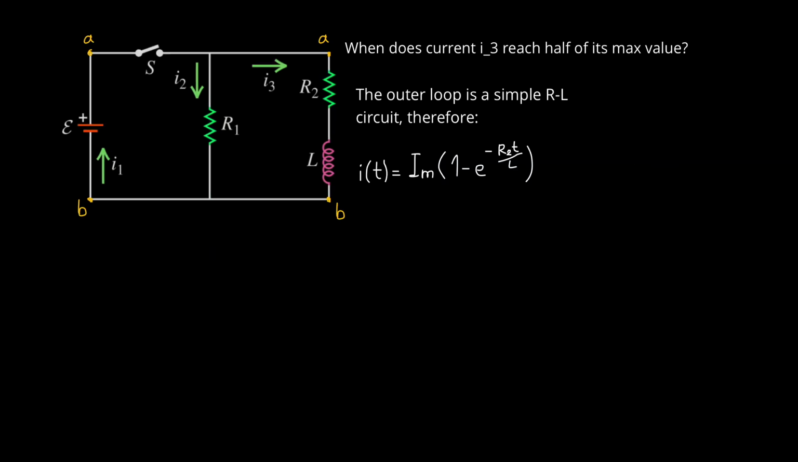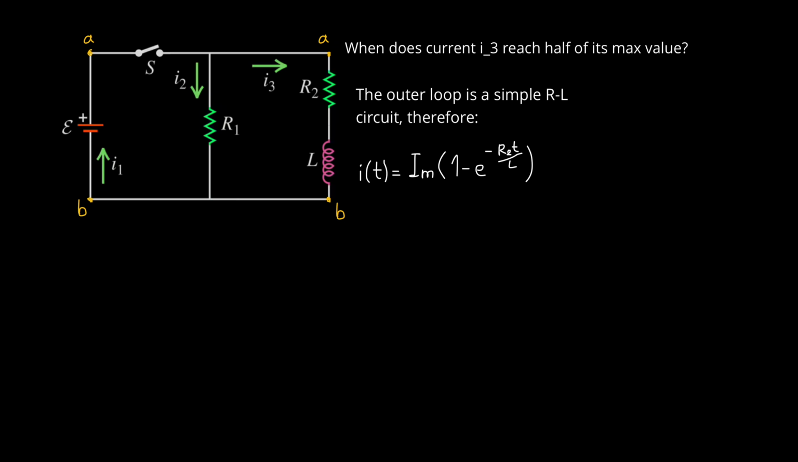At what time does current I3 reach half of its maximum value? Now, if you focus on the outer loop, it's really just a simple RL circuit. It consists of a battery and then one resistor and one inductor. Therefore, we can model I3 as the growing current in an RL circuit, and the formula for that is maximum current I sub M times 1 minus exponential of negative Rt over L. Of course, R here is R2, the resistor that is connected next to the inductor L. Now we want the ratio I divided by I_M to be equal to 1 over 2.